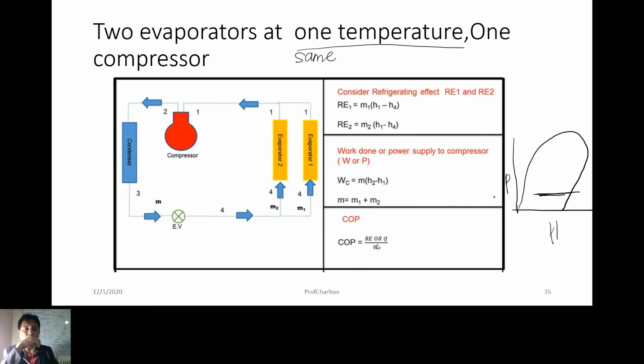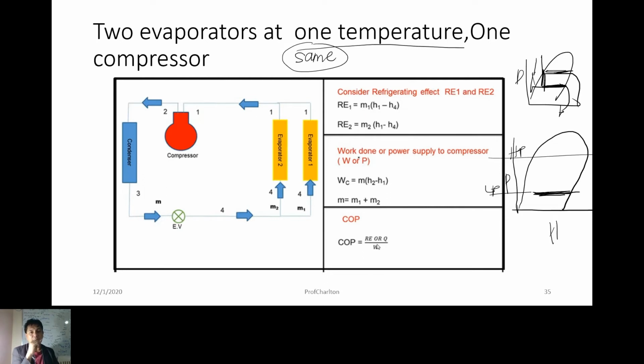Why only one? Because this is low pressure and this is the condenser at high pressure. If you put in an intermediate evaporator, the pressure and temperature would be different, right? But it is stated in the problem that there is only the same temperature. So here is constant temperature at constant pressure, right? In the pH diagram, the pressure is constant and the temperature is also constant, the same. This is constant enthalpy, so we cannot add another line because it is the same.